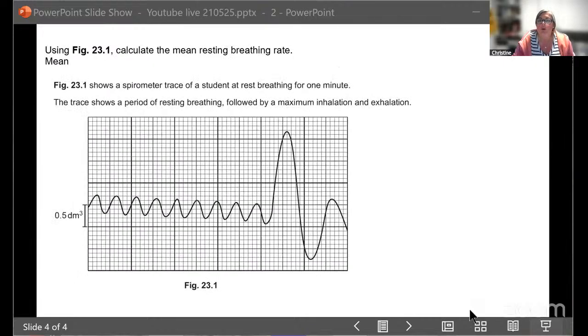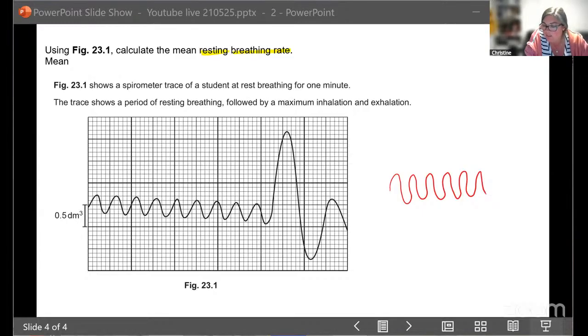Move that down there. Okay, so now we need to calculate this breathing rate. What they're saying is this is at rest. Because they've told you in the question already that it's at rest, so the resting breathing rate, that goes back to your knowledge that your tidal volume is your normal breathing at rest. So because we've got our normal breathing at rest, we know that we're only looking at this part here, from here to here.